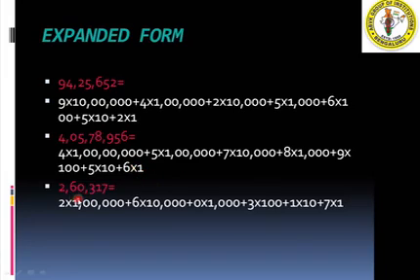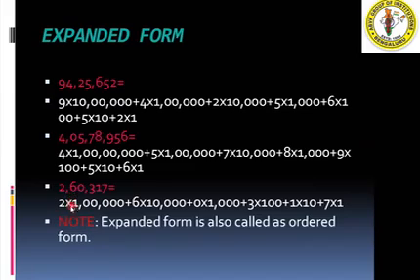Let us see another example. 2,60,317. So here 2 lakhs are there. So 2 into 1 lakh plus 60,000. 6 10,000s are there. This we write as 6 into 10,000 plus here 0 1,000s are there. So 0 into 1,000, if you multiply, you will get 0 only. So you can write or you can leave also, no problem.